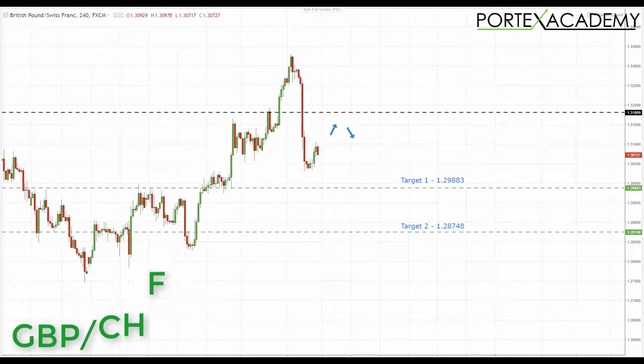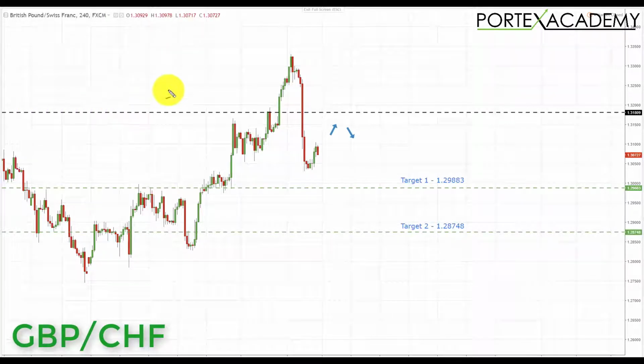The next pair we're going to look at is the pound Swiss franc. Last week again we had this capitulation off the back of the Bank of England data, and we are looking for further declines going into next week in the pound. So what we'd like to see in the pound, having broken through the key area of support at the 1.31809, is a correction to take place and possibly a retest of broken support becoming resistance.